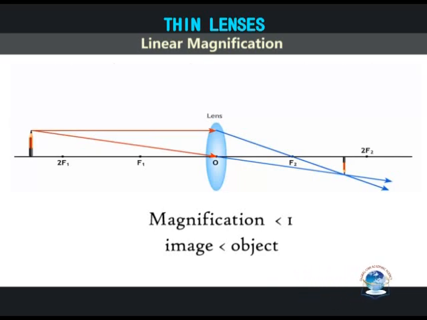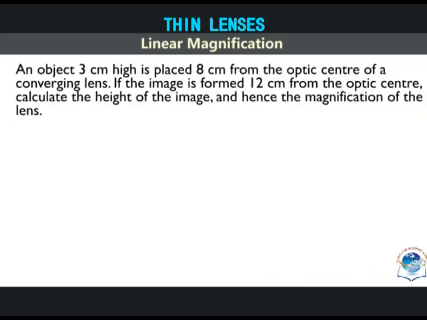For example, an object 3 centimeters high is placed 8 centimeters from the optic center of a converging lens. If the image is formed 12 centimeters from the optic center, calculate the height of the image and hence the magnification of the lens.